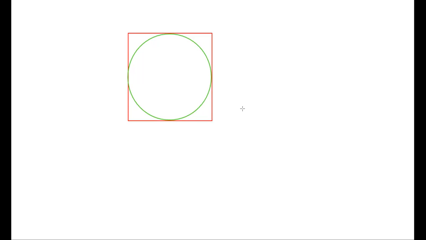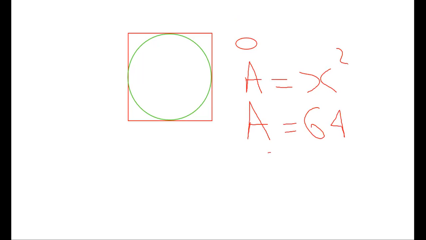The formula for the area of a circle is pi r squared. Let's look at this. The area of the square is x squared. Let's suppose x is the side, and we have 64, so x is equal to 8. If this length is 8, then this length is also 8. If I draw the line, this is also 8.